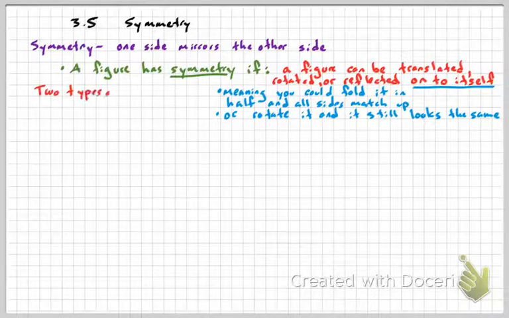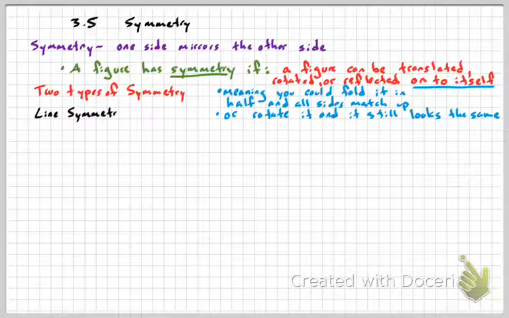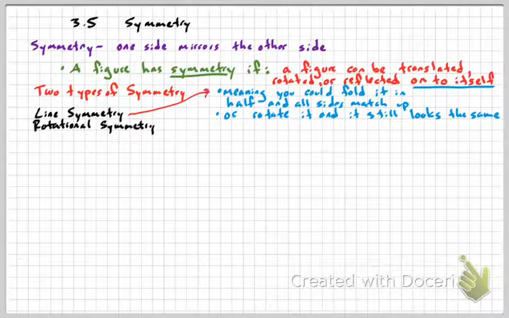And now, I know I gave two different things. That's because there's two types of symmetry. The first type is line symmetry, and that goes with this definition here. And the second type is rotational symmetry, which is this type here.